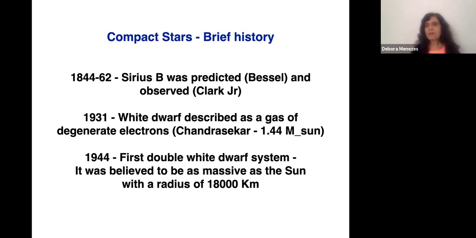So they believed with this binary system observation that the white dwarf was as massive as the sun. So an observation that corroborated Chandrasekhar's calculation. And the radius should be of the order of 18,000 kilometers.